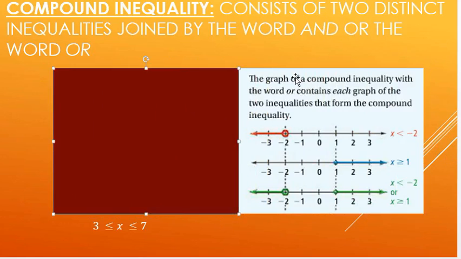The graph of a compound inequality with the word or contains each graph of the two inequalities that form the compound inequality. So in this case, you're going to have both graphs on your paper. So you have x is less than -2, so an open circle, and then you go to the left. And x is greater than or equal to 1, so closed circle going to the right. In this case, they go in opposite directions. They don't share anything, so it could not be an and.